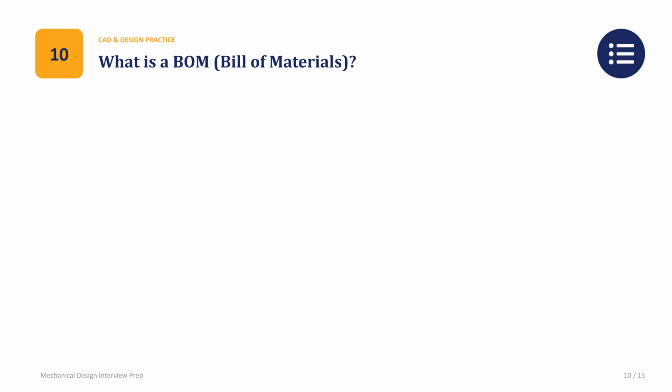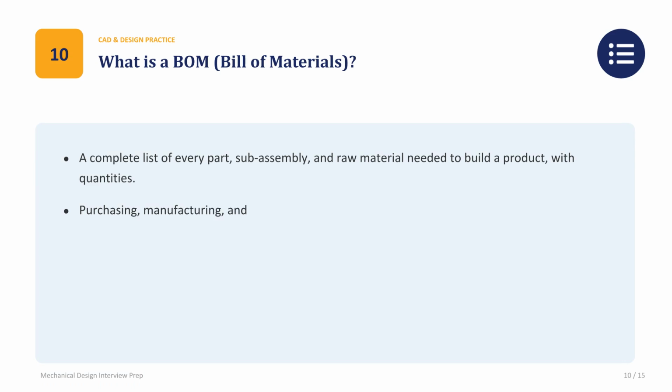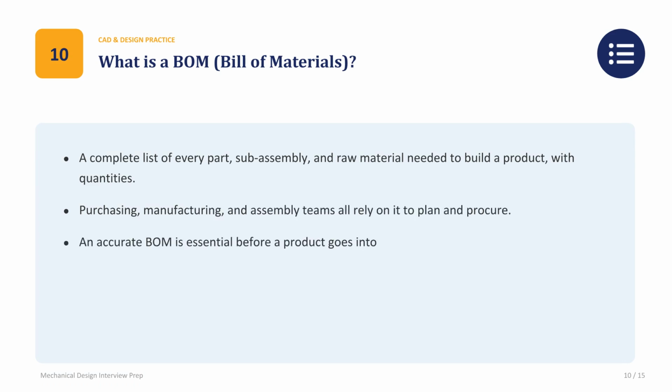Now, CAD and design practice. Question 10. What's a BOM, or bill of materials? It's a complete list of every part, subassembly, and raw material needed to build a product, with quantities. Purchasing, manufacturing, and assembly all rely on it. Accuracy here is essential.